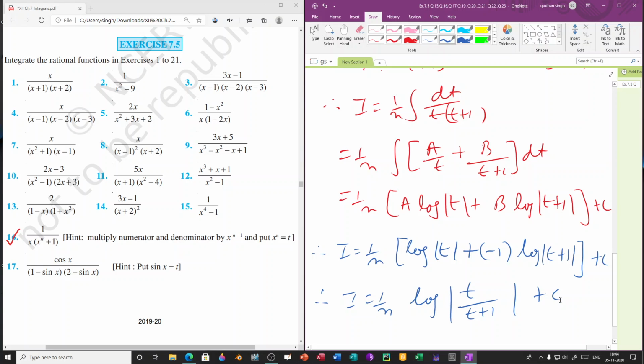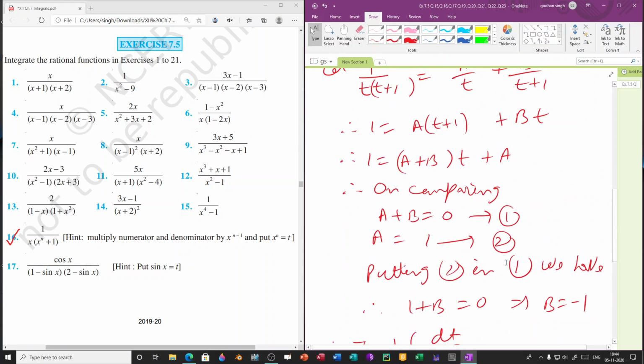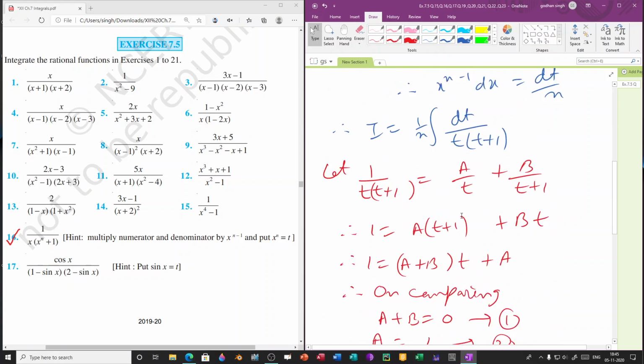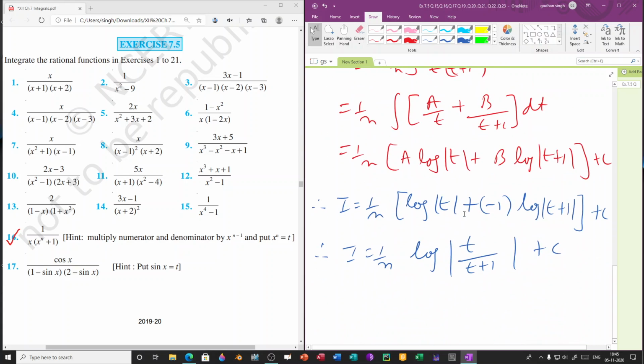Now we'll be putting the value of t, because our initial function was in terms of x, so we'll be replacing t with x raised to n. So this will give us I equal to 1 by n log modulus of x raised to n over x raised to n plus 1 plus c. So this is our final answer. So this is the answer of question number 16.